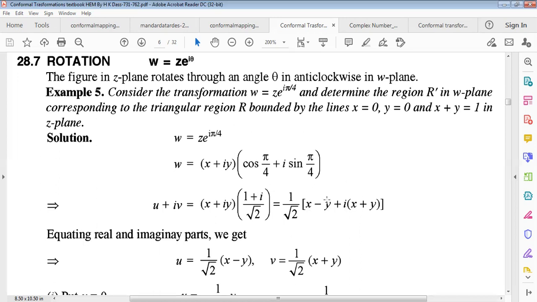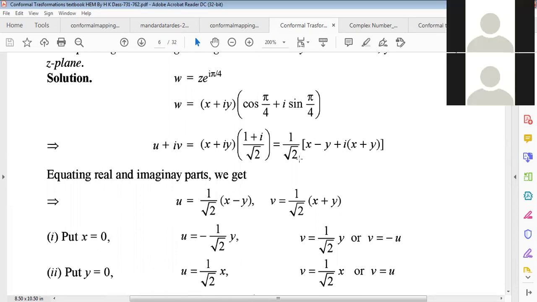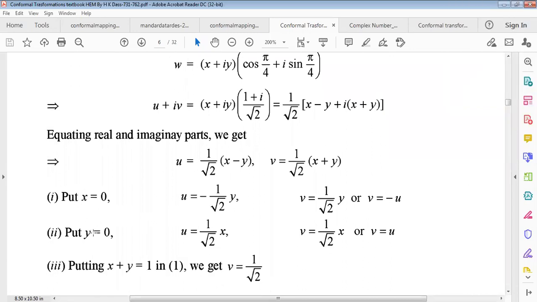After multiplication we get x minus y as the real part, and i into x plus y as the imaginary part. Now equating the real part and imaginary part on both sides, we get the values of u and v. u equals the real part, and v equals the imaginary part, x plus y. Now we have to put the values of the z plane. When x equals 0, u equals this and v equals this, just putting it here.